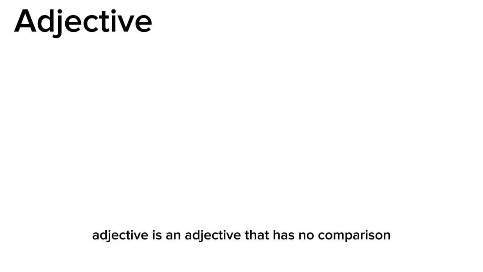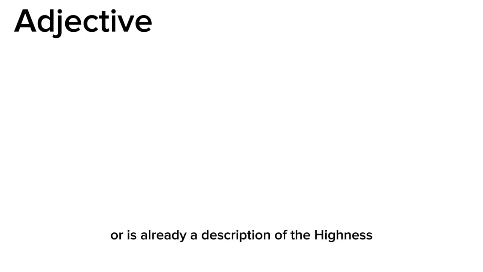An absolute adjective is an adjective that has no comparison or is already a description of the highest. Examples include dead, alive, starving, extinct.